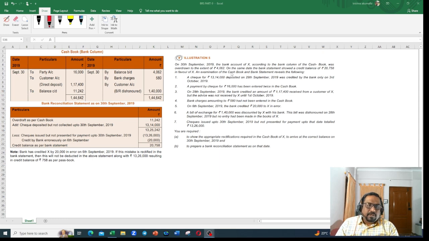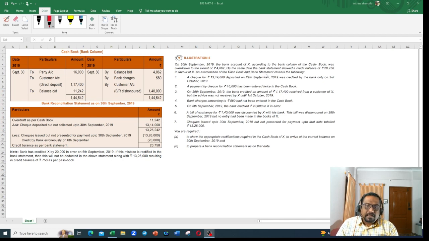On 30th September 2019, the bank account of X, according to the bank column of the cash book, was overdrawn to the extent of 4,062 rupees. So, as per cash book, 4,062 rupees was the overdraft balance. At what date? 30th September 2019. Please remember, this date is a very important date.